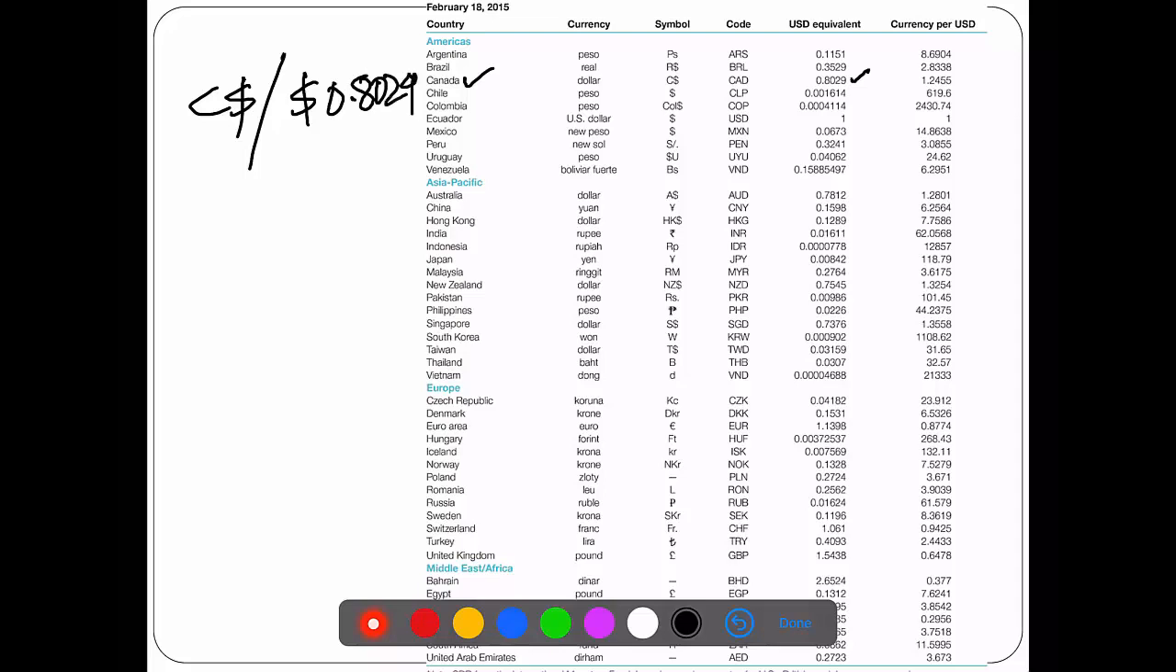0.8029. And if we take its reciprocal, then 1 unit of the Canadian dollar needed to be bought with 1.2455 Canadian dollar. In order to buy 1 unit of US dollar, 1.2455 Canadian dollars are needed. And this is over here.